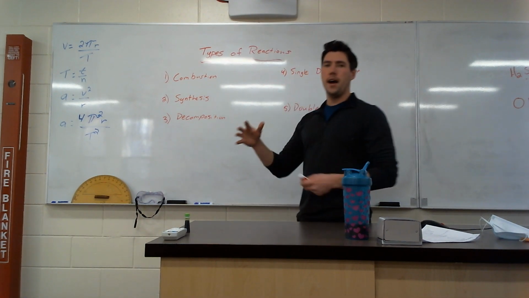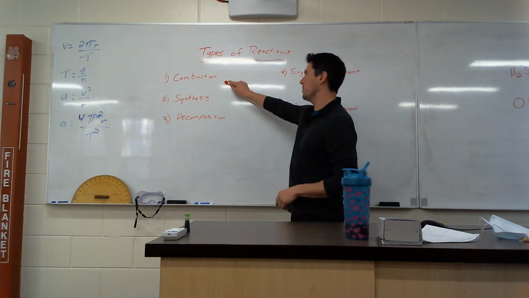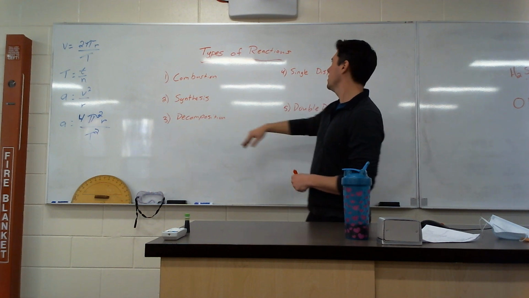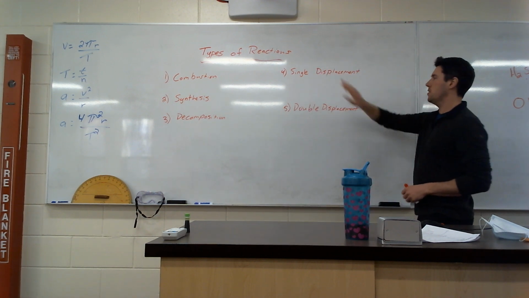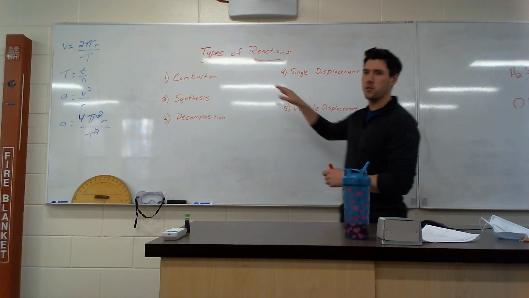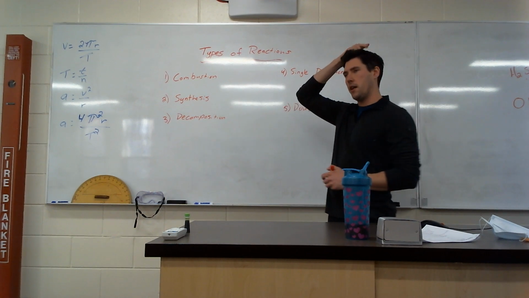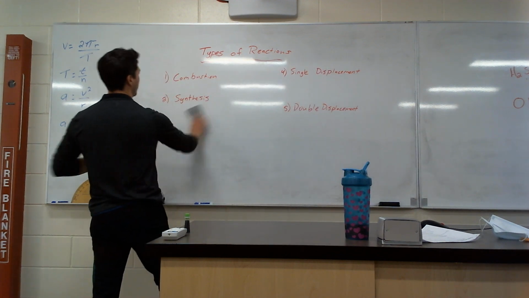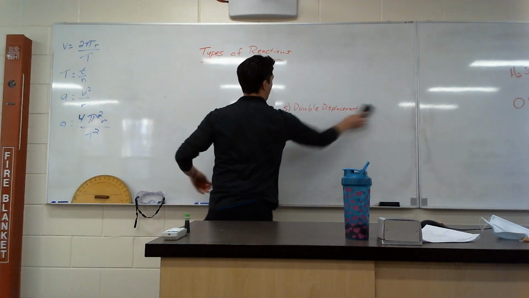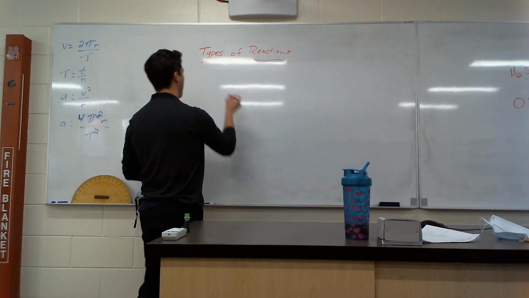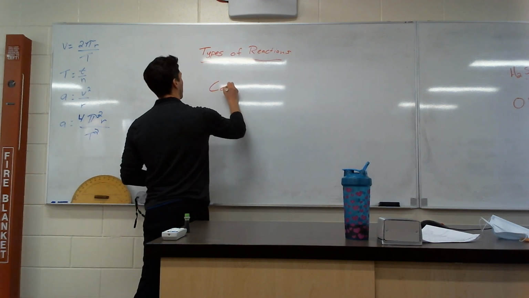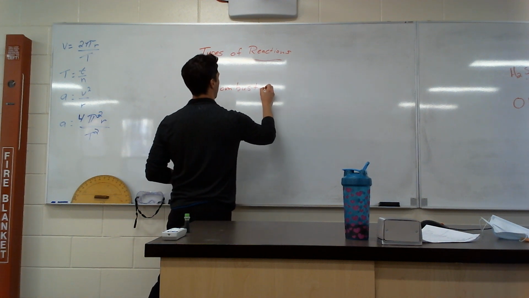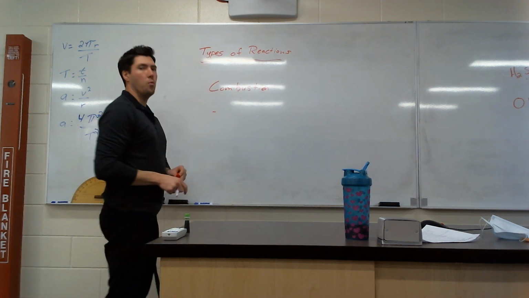So our 5 different types of reactions: we have combustion, synthesis, decomposition, single displacement, and double displacement. I know they're small on the board and kind of hard to see. I'm going to go through each one of them right now and write them hopefully a little bigger. So let's start. Number 1, combustion. Hopefully I spell these right as we go through. All right, combustion. What is a combustion?